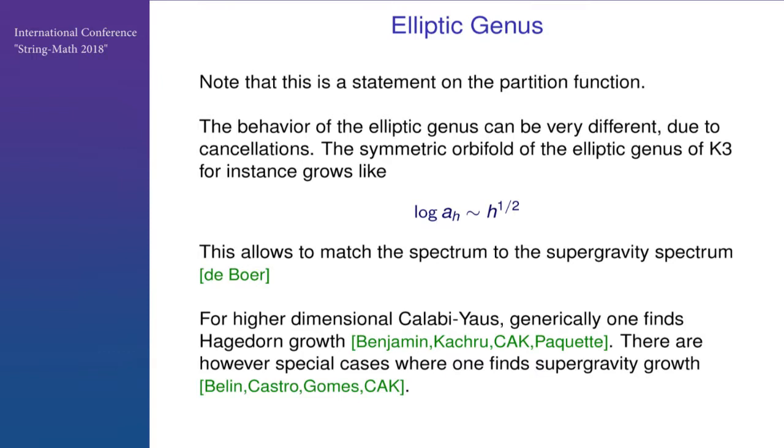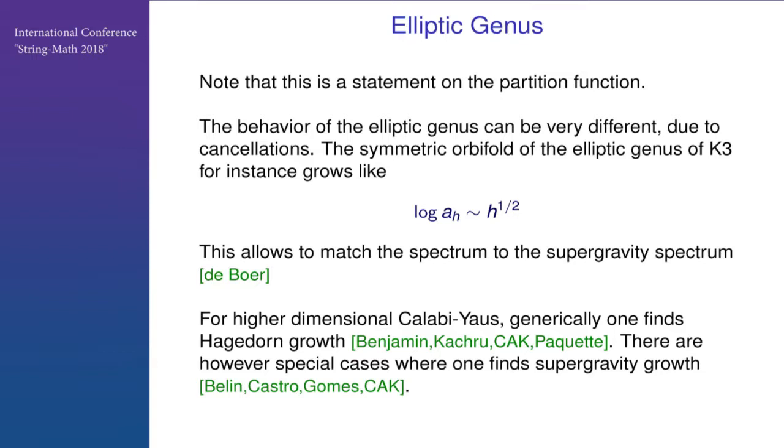Let me maybe make a small side remark. So very importantly, what we're discussing here is the full partition function. So we're really counting all the states, supersymmetric or not, of the theory. If you repeat this procedure, but rather than computing the partition function of the symmetric orbifold, you compute the elliptic genus, then the outcome is actually quite different. Turns out if you do this procedure for K3, the symmetric orbifold of K3, and you compute the elliptic genus, then you find that the light spectrum does not grow exponentially like Hagedorn, but the entropy grows like square root of h.